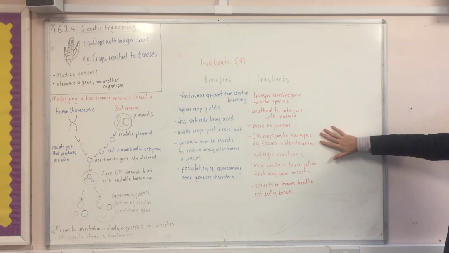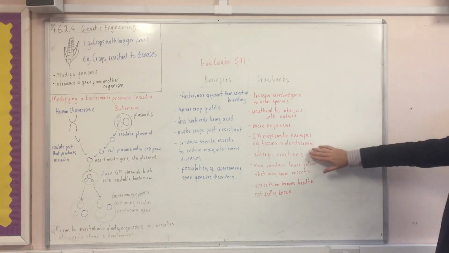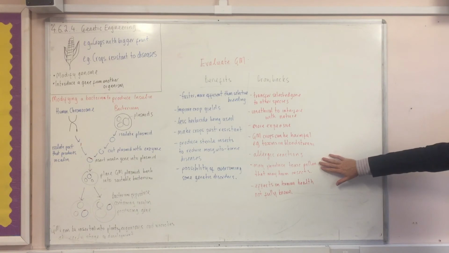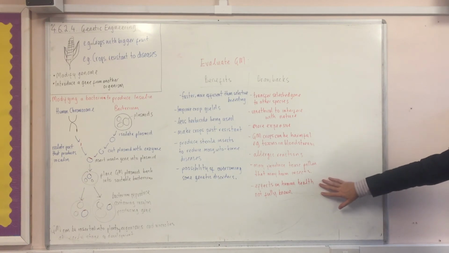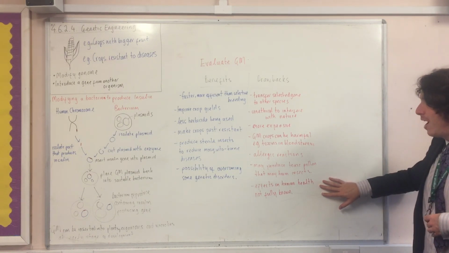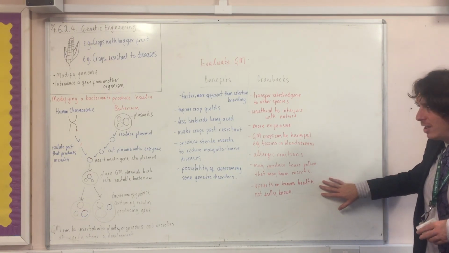We think there is a possibility that GM crops could be harmful. For example, toxins from GM have been found in human bloodstreams. Humans could have allergic reactions, and the other factor is it may produce toxic pollen, and that may harm insects in the pollen transferring process. Finally, we haven't fully investigated the effects on human health, so we don't fully know what effects GM could have. And that is genetic engineering.